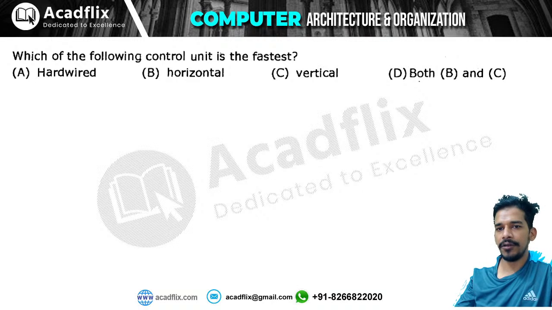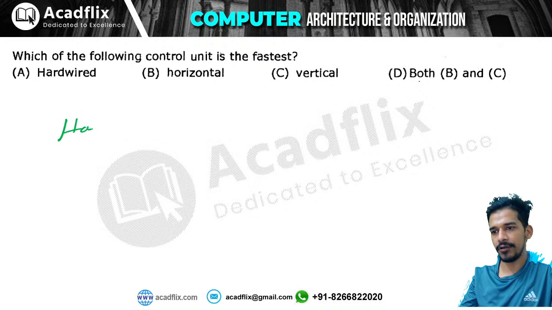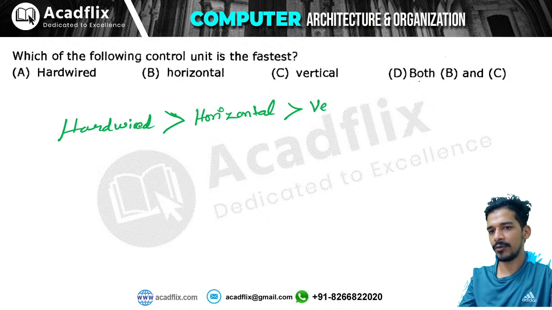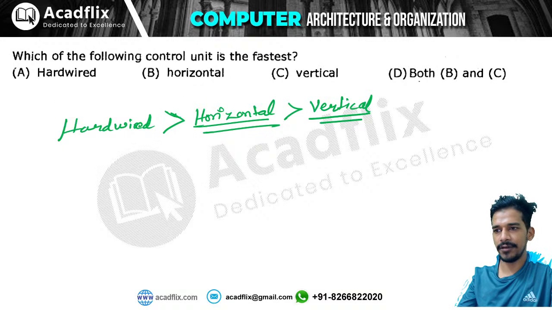Which of the following control units is the fastest? Okay, which of the following control units is the fastest? So I told you that the hardwired control unit is the fastest. Okay, hardwired is the fastest control unit. Then the next one is your horizontal, because in horizontal microprogramming you do not need any decoder, but in vertical microprogramming you will require a decoder. That's why vertical microprogramming is slower than horizontal microprogramming, right? So the fastest control unit is the hardwired control unit, that is A, right?